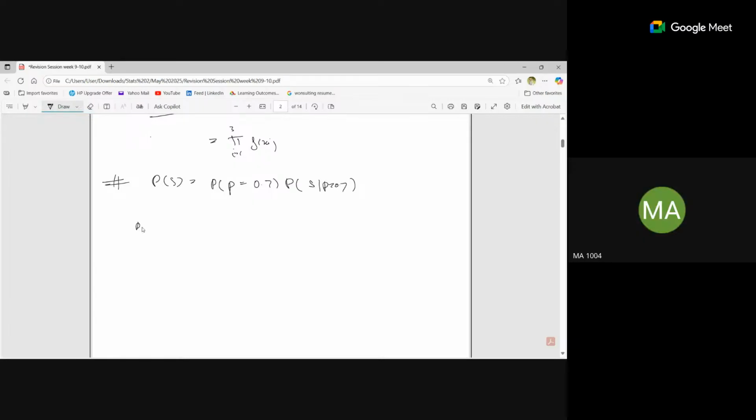If you remember, if I have to calculate probability of E, this was what? Probability of A into probability of E given A, plus probability of B into probability of E given B. This is the same thing, right?